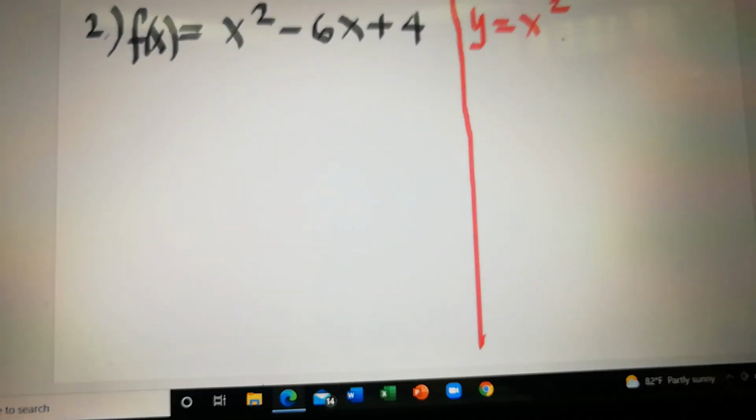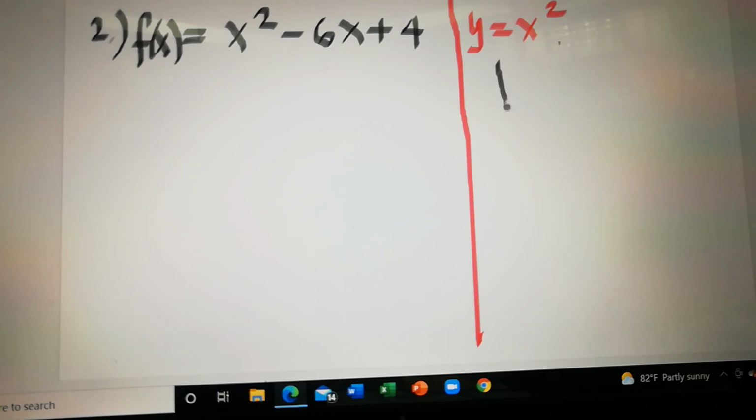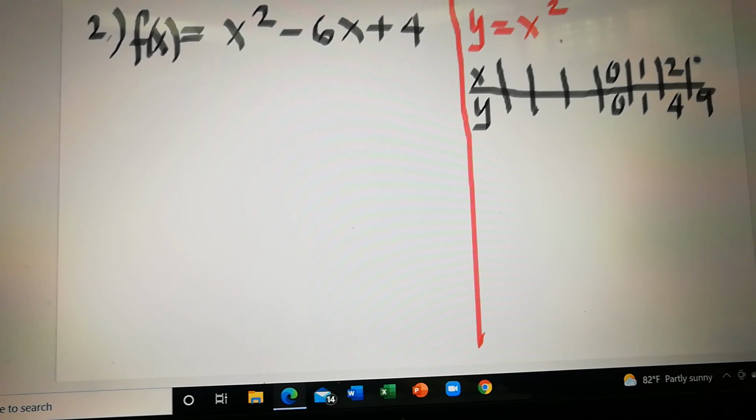Okay, so next is graphing the quadratic function f of x equals x squared minus 6x plus 4. We will again relate the values to y equal to x squared. These are the values of y equal to x squared. The vertex is at 0, 0. Again, plus 1, plus 3, plus 5 when x equals 1, 2, 3. Negative 1, negative 2, negative 3: reflect this 1 to the left, reflect the 4 to the left, then reflect the 9 to the left. So those are the values of y equal to x squared.